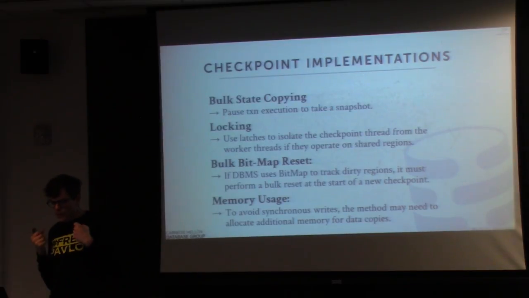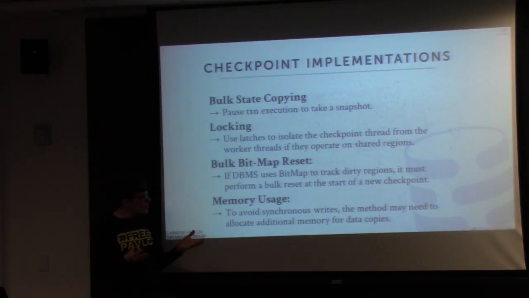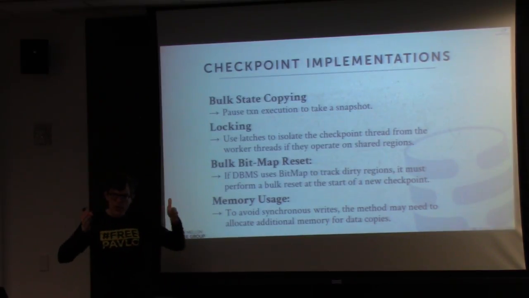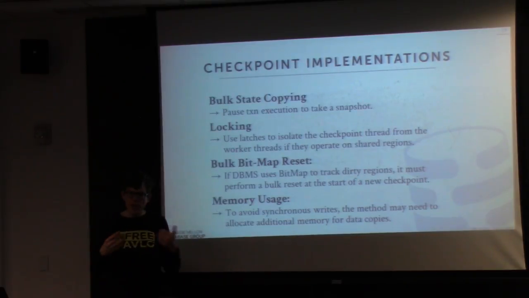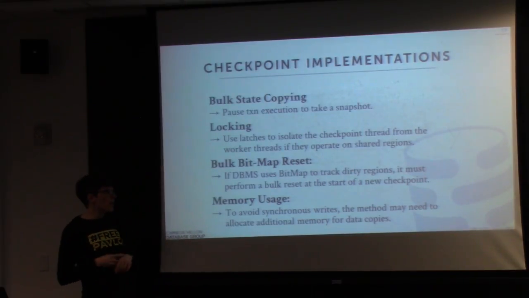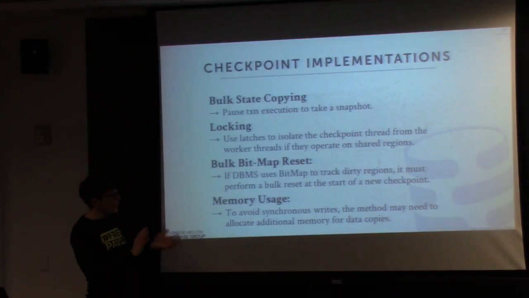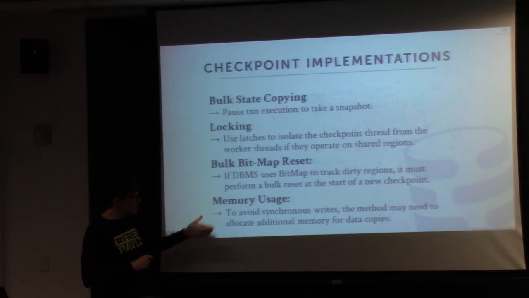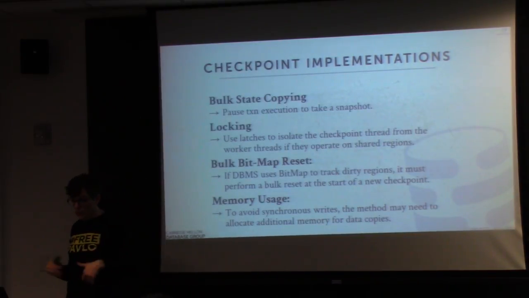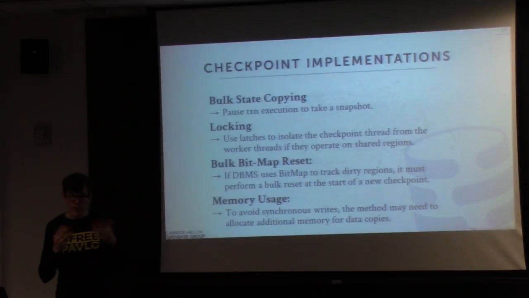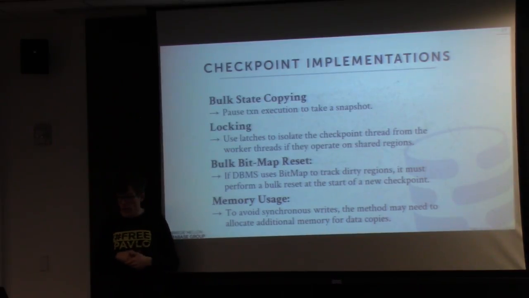And then the last two are that you can use this bulk bitmap reset protocol to basically allow you to track the dirty regions and then flip the bits and say that they're clean, or that you've successfully written everything out, to know what you need to read or not read when you take a checkpoint. And the last one is that you just use more memory, to use additional copies of the data that you know will be consistent and that you can then safely write out. And you can do this without having to block other threads.